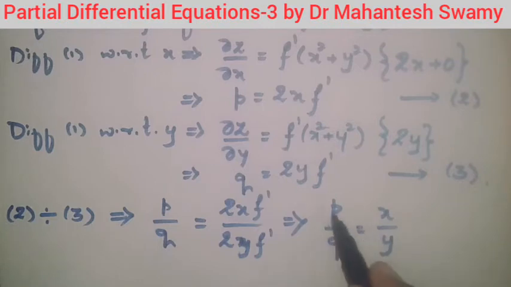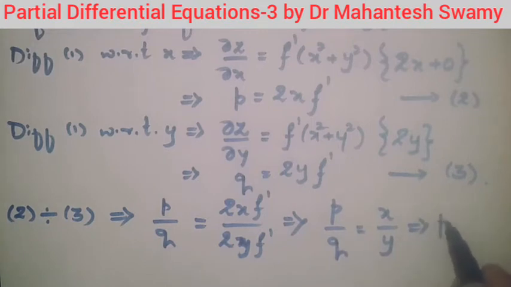So if we cross multiply, we will get Py equal to Qx. In the next step, if we write it systematically, it looks like Py minus Qx equals to 0.